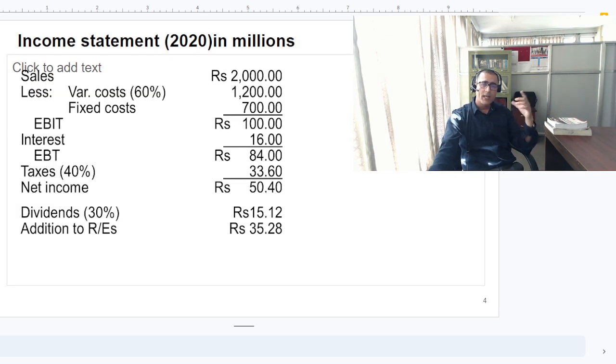Then we again have the income statement. That is your sales, cost, earnings before interest and tax. You deduct your interest. EBT is there. Anyway, that's your 2020 figure.